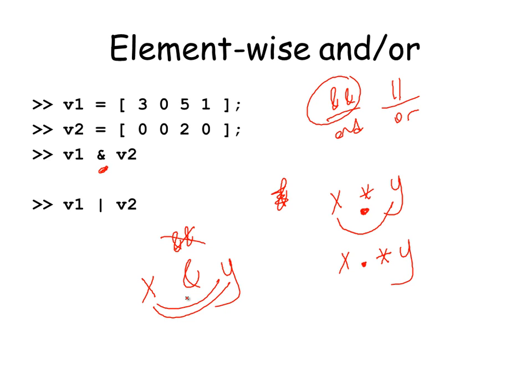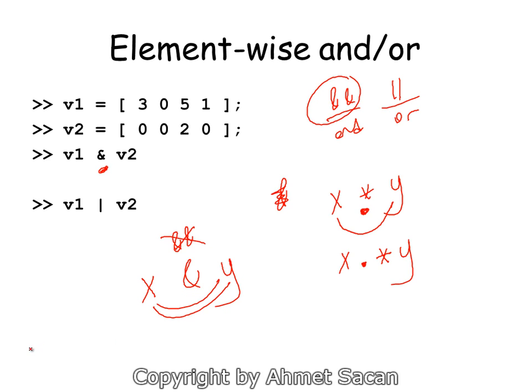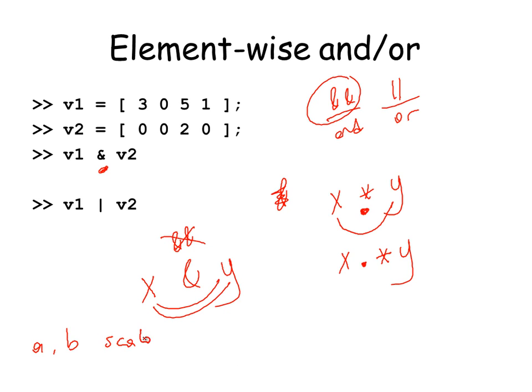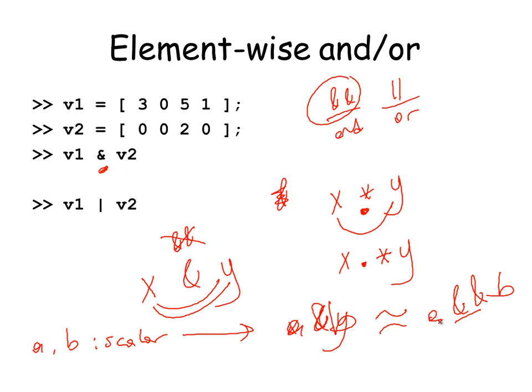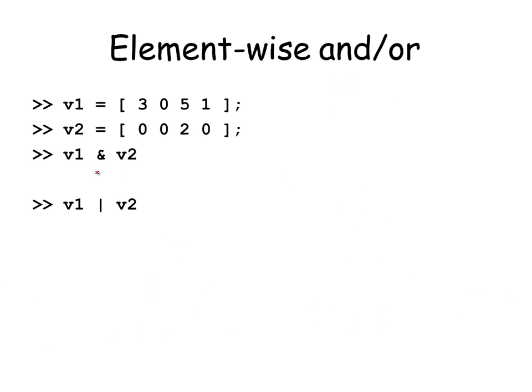Now, let's call A and B scalar, then the result of A single-AND B is equal to the result of A double-AND B. So when A and B are scalar, using a single AND or a double AND gives you the same result. With this information, can you tell me what the result of B1 and B2 will be?